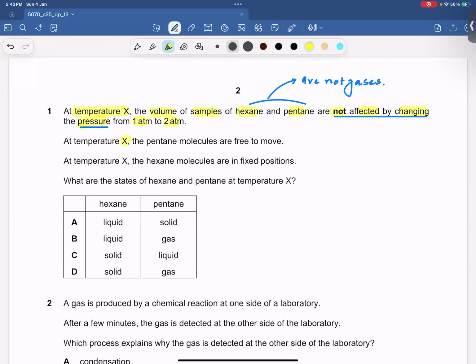At temperature X, pentane molecules are free to move. When we say free to move, it means either it is a liquid or it is a gas. At temperature X, hexane molecules are in fixed position. When they are in fixed position, that indicates they are solid.